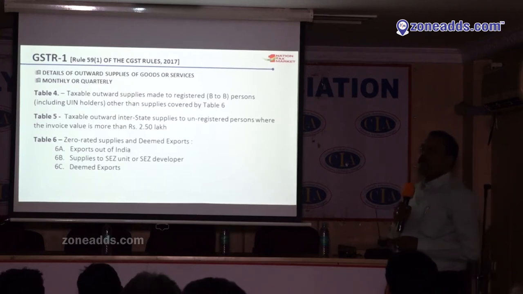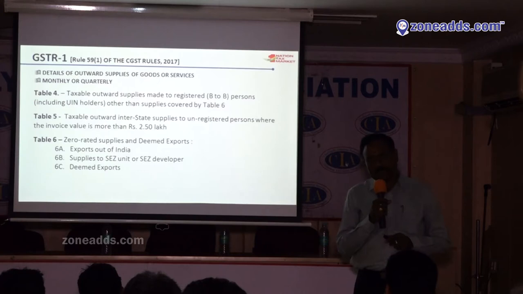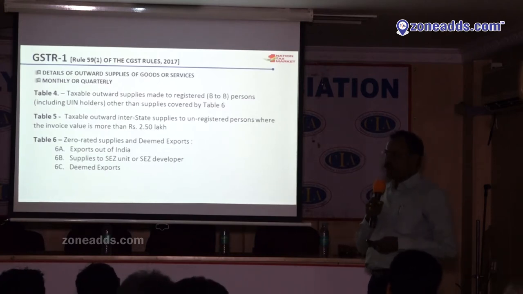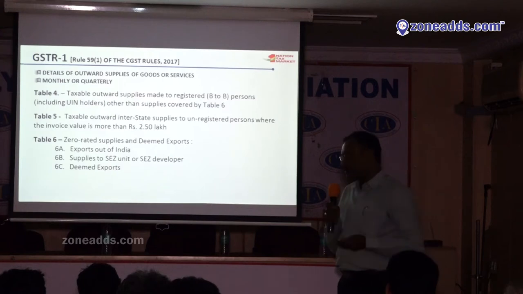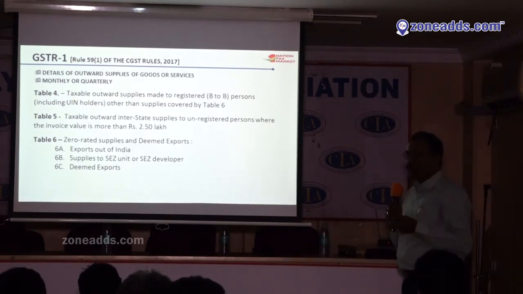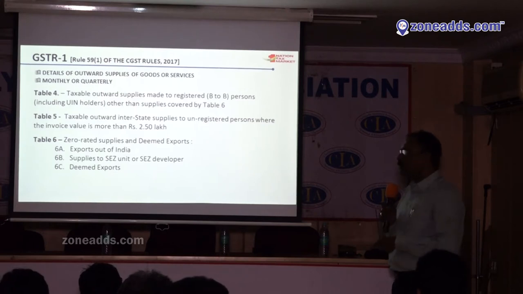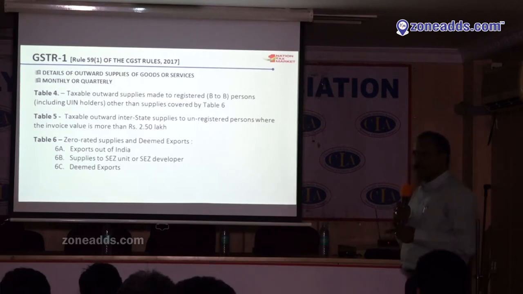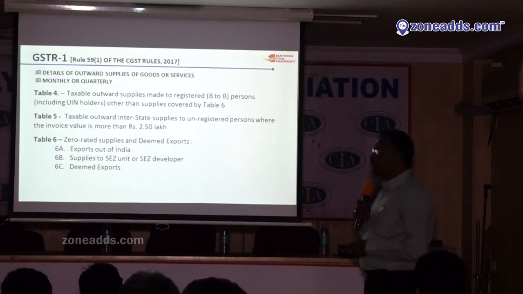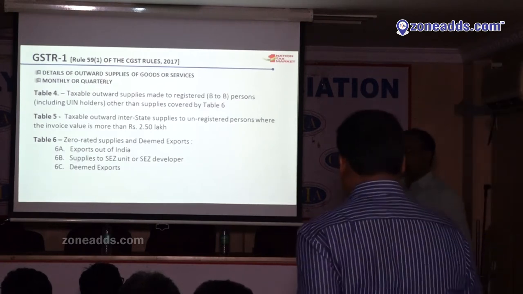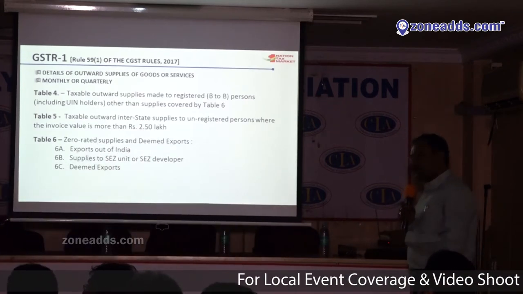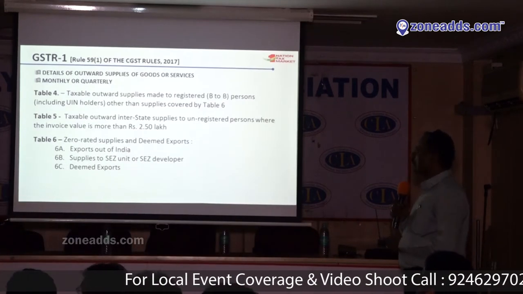This is a monthly return. In case the annual turnover is less than 1.5 crores, you have the option to file a quarterly return. Of course, if you want to file monthly, you can. In that return, table 4 deals with the outward supplies made to business people, B2B, business to business, including special recipients like UIN holders, that means diplomatic missions and international organizations, United Nations organizations. So those clients are also covered in table 4.